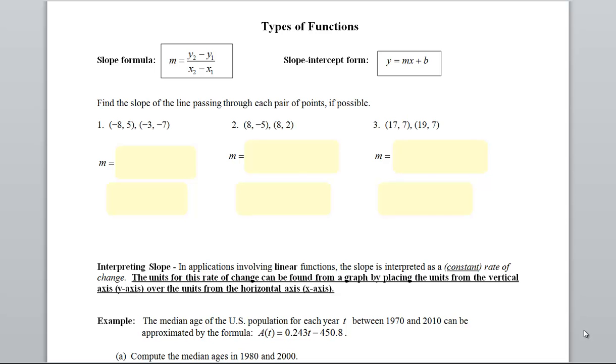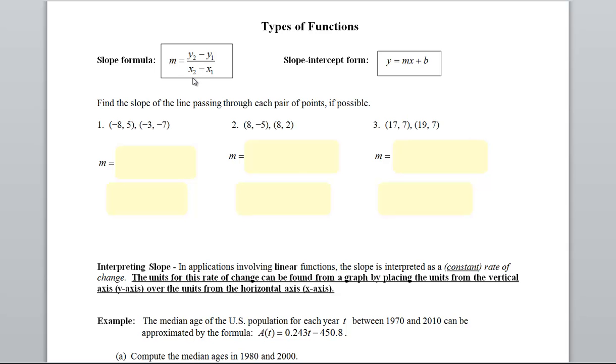Now we're going to look at types of functions. This first bit of information should be familiar. Your slope formula. M is the symbol we use for slope. Difference of y's over difference of x's. Whatever y you use here, its x value must be right below it.